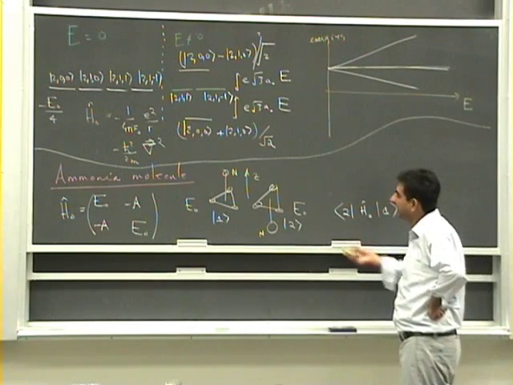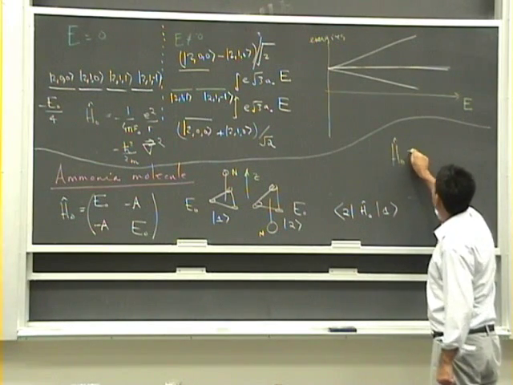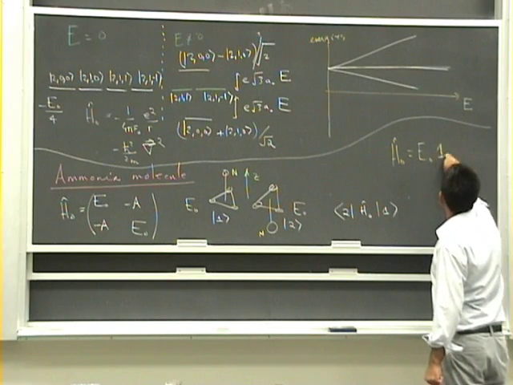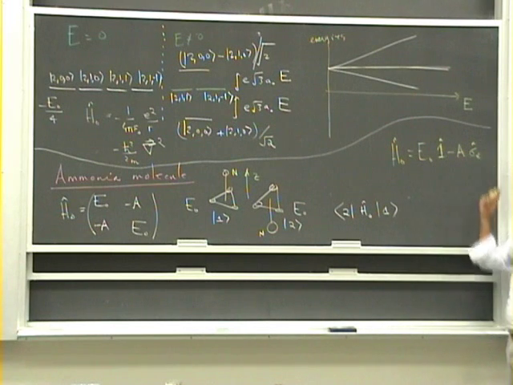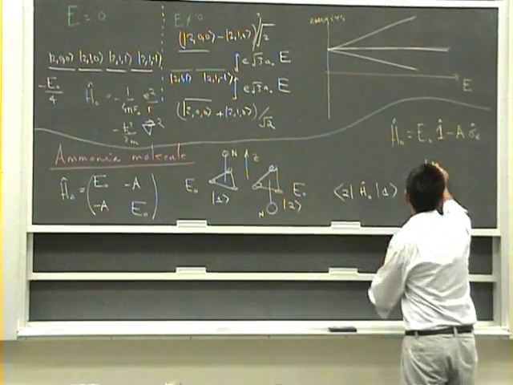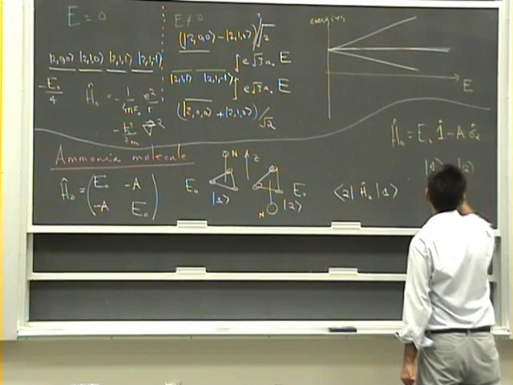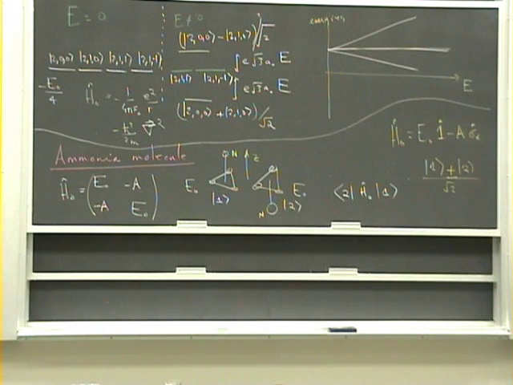One way is to solve it directly, or alternatively, H naught equals E naught times the identity operator minus A sigma x. So the eigenstates of H naught will be the eigenstates of sigma x. The eigenstates of sigma x are superpositions of the diagonal states. So the eigenstates of H naught will turn out to be Ket 1 plus Ket 2 over root 2, and Ket 1 minus Ket 2 over root 2.